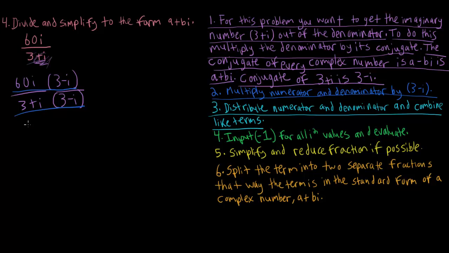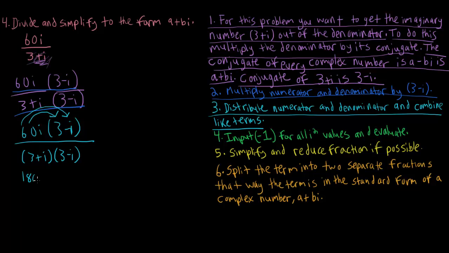So we want to multiply 60i times 3 minus i over 3 plus i times 3 minus i. We want to multiply 60i times 3 and then 60i times negative i. And if we do that, we get 60i times 3 is 180i, and 60i times negative i is negative 60i squared.